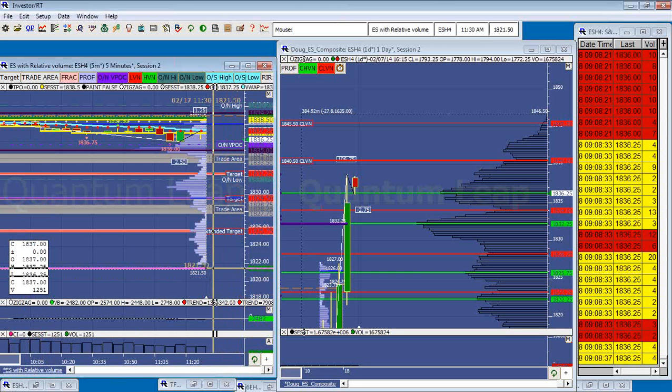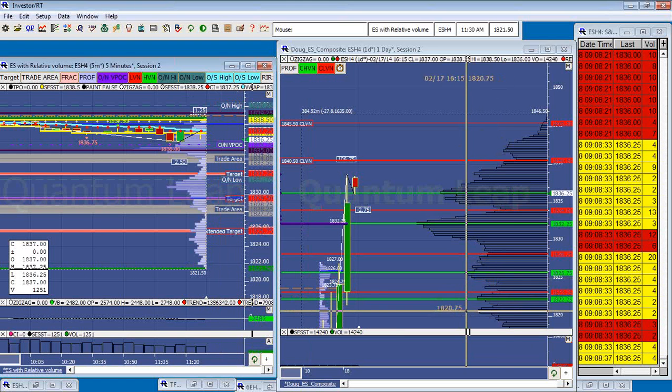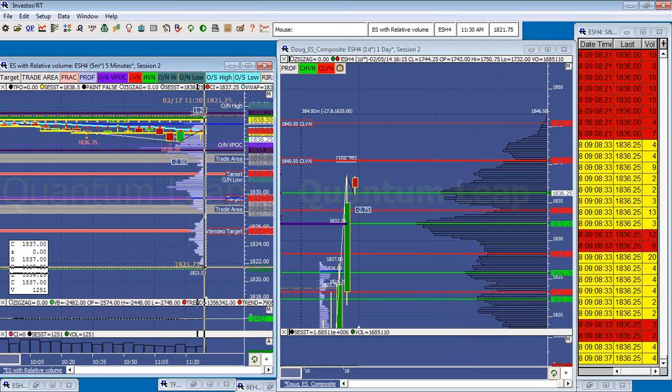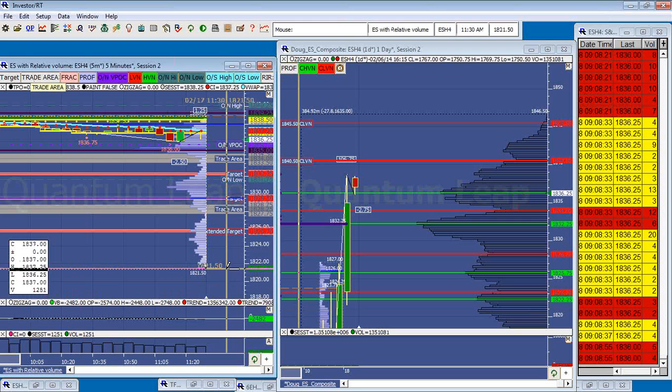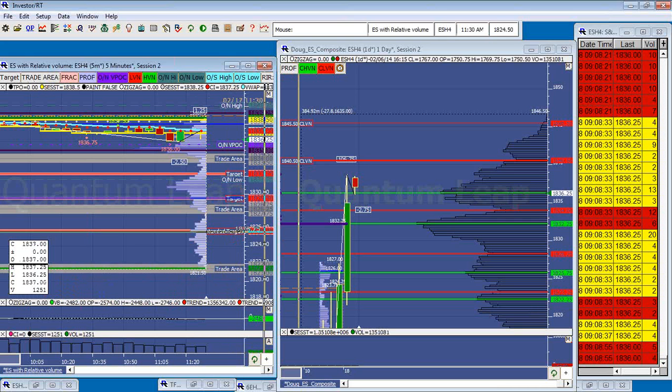And then a move below that to the range low will take us down into this 22 area. There's another CHVN here at 20.75, but it's the range low from Friday that I'll be looking at and seeing if we get responsive buyers.